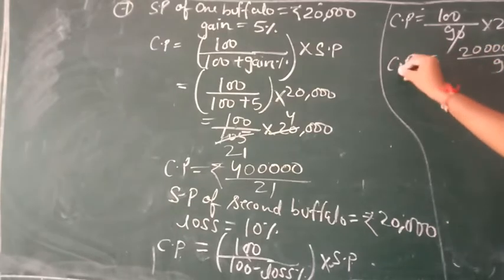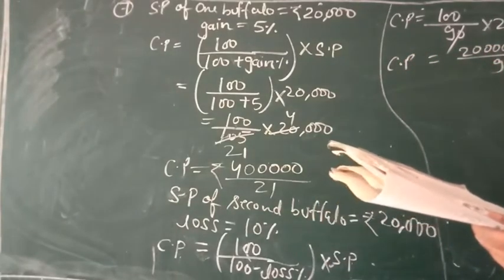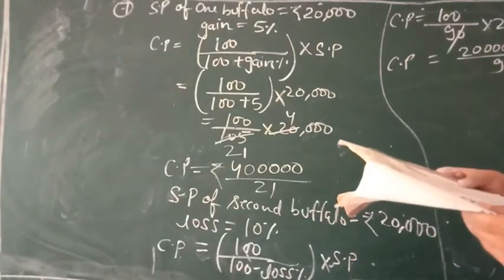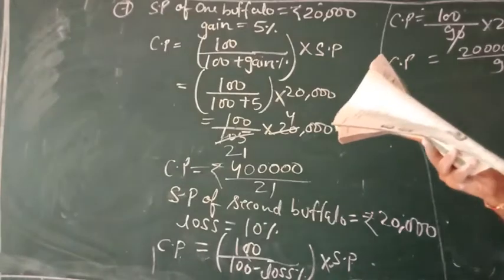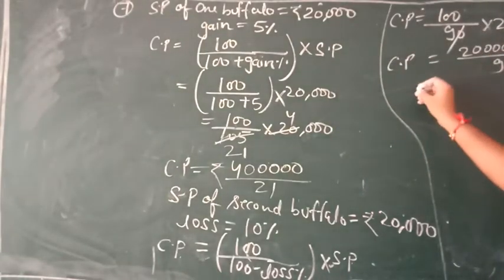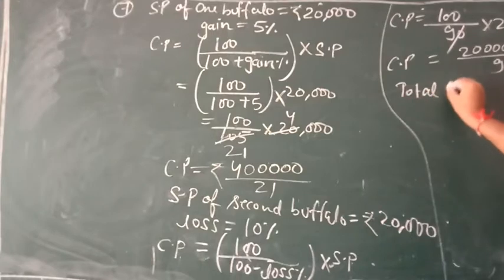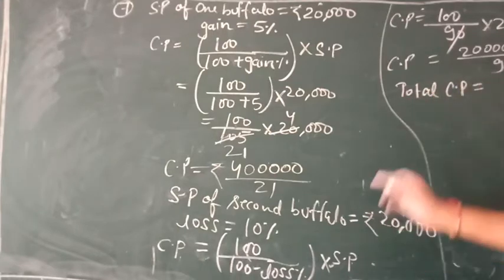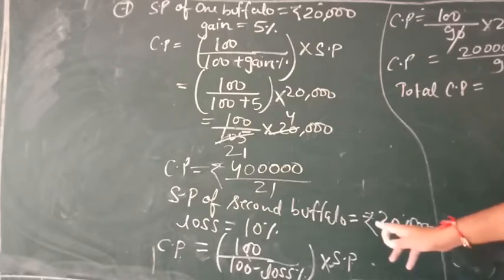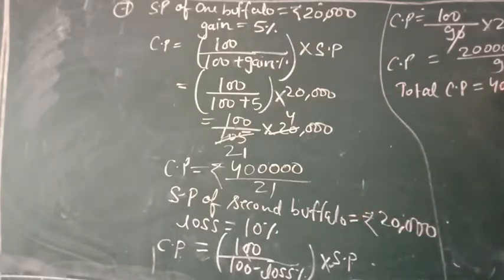This is the CP. Now they are asking for the profit or the loss in the whole transaction. Find its overall gain or loss. So what is the total CP? For overall gain or loss, we should come to know about the total CP. Total CP will be equal to, one was 4, 1, 2, 3, 4, 5 divided by 21, plus this is another CP, 2, 1, 2, 3, 4, 5 divided by 9. Take the LCM of 9 and 21. What will be the LCM? 63 will be the LCM.